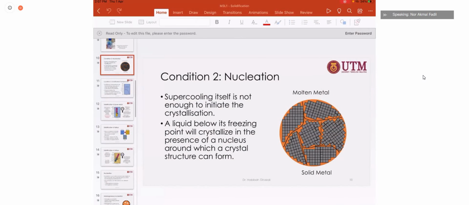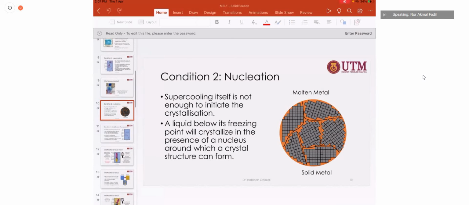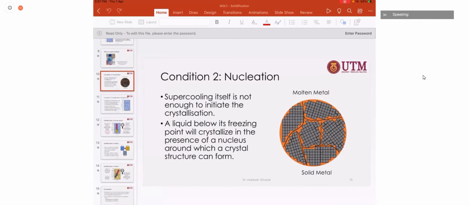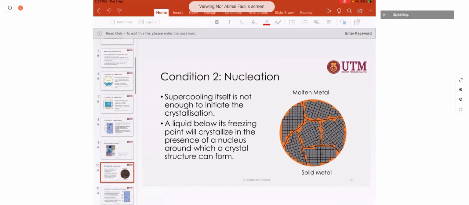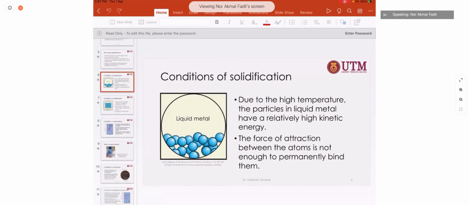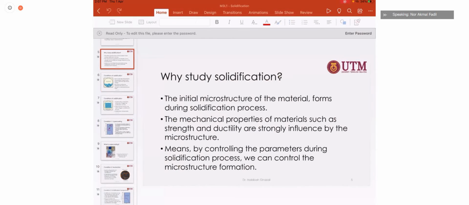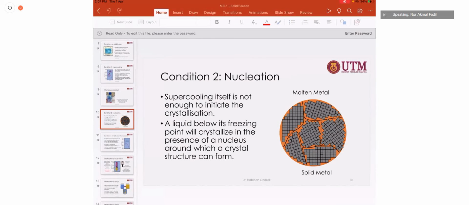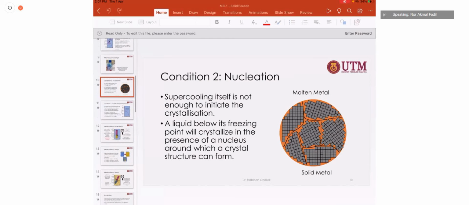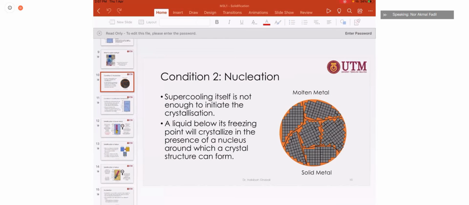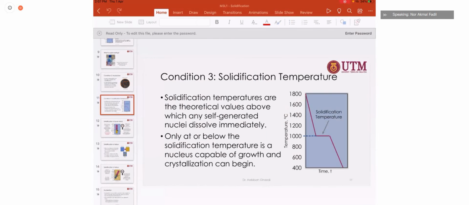Nucleation. Right. Okay, this part. Are you clear? Nucleation. How can I start? Can you differentiate between homogeneous and heterogeneous nucleation? Yes, sir. Okay. So how does it start? All right.